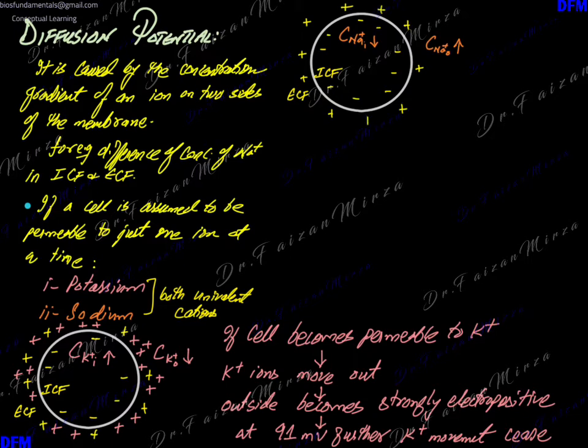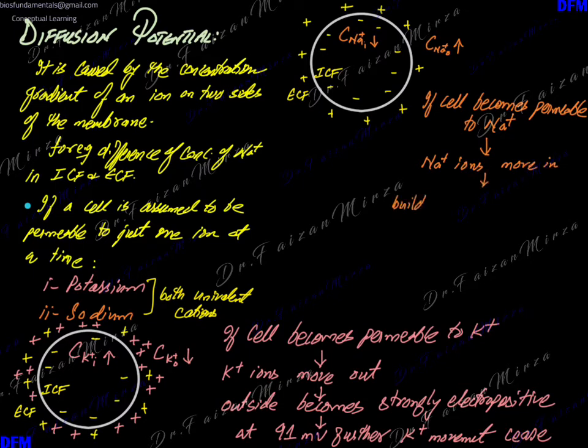Now let's take an example of sodium ions. Sodium ion concentration inside the cell is low and outside the cell it is high. The cell is at resting membrane potential, negative inside, positive outside. If the cell becomes permeable to sodium ion now, we know that the sodium will move down its concentration gradient, and you can very well predict which direction it will move. So sodium ions move in down their gradient.